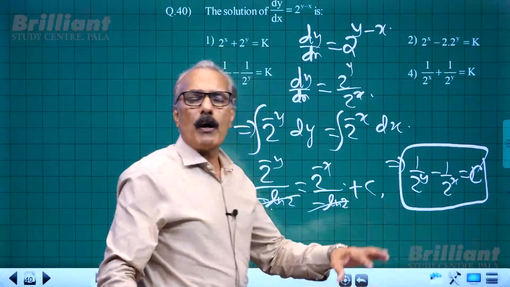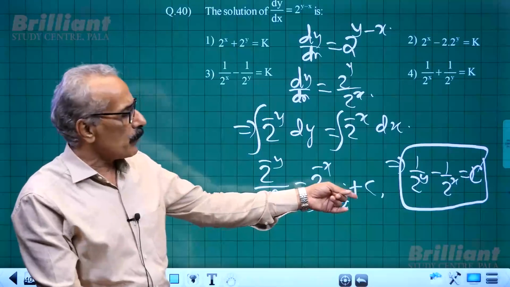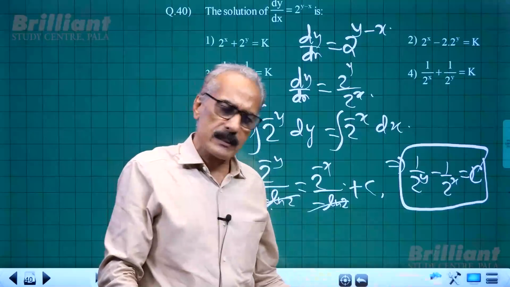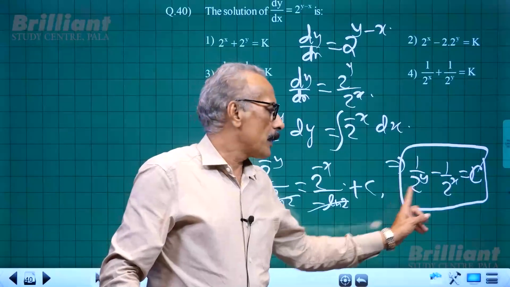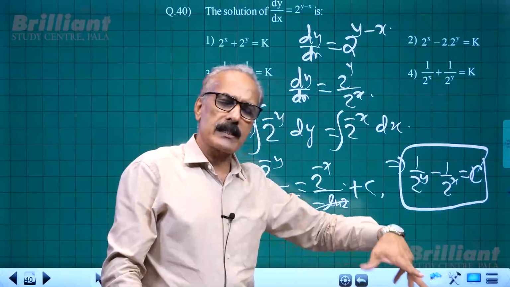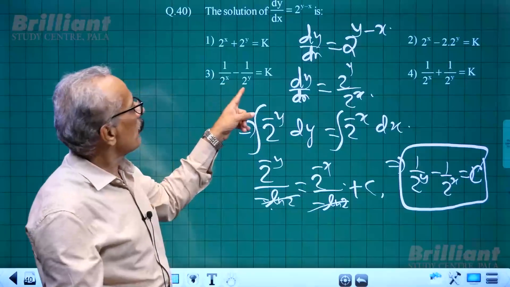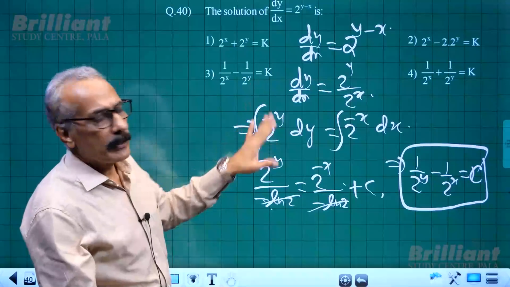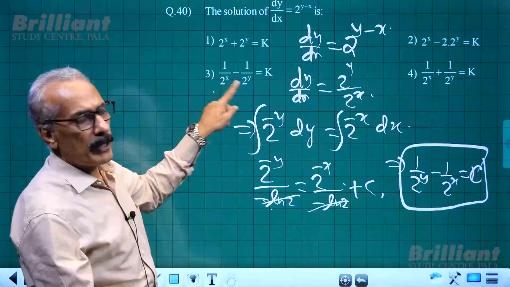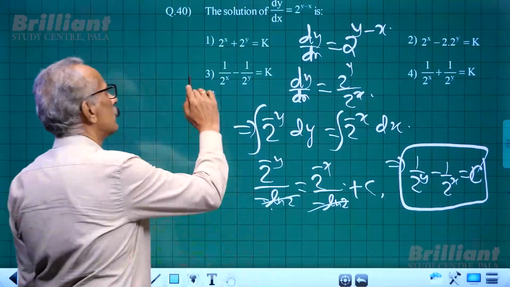The answer can also be 1 by 2 raised to x minus 1 by 2 raised to y is equal to c. That is also a correct answer, because if you multiply by a minus sign, minus c is a constant, that's a new constant k. So 1 by 2 raised to x minus 1 by 2 raised to y is equal to k. It could have been 1 by 2 raised to y minus this. So this is your answer.